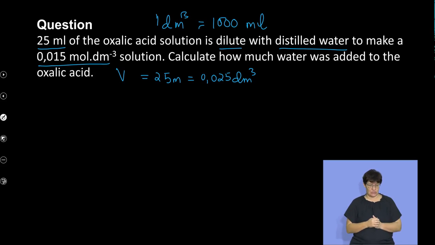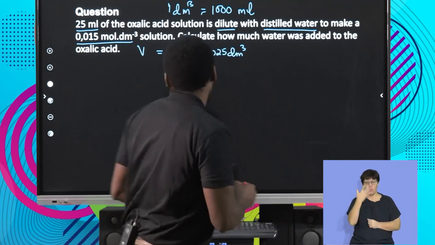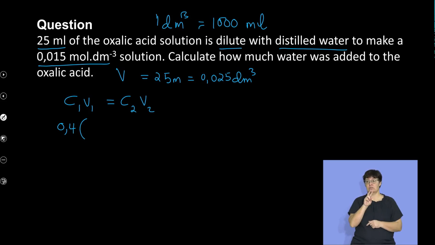So this question is basically about dilution. What is it that we know in terms of dilution? We know that we can use the formula concentration 1, which is the original concentration, times volume 1 of the actual acid before we added the water. When you dilute, we will get concentration 2 and volume 2. But what remains the same is the number of moles. So concentration 1 is 0.4, multiplied by the initial volume, which was diluted, which is 0.025. We've already converted 25 mils to cubic decimeters.